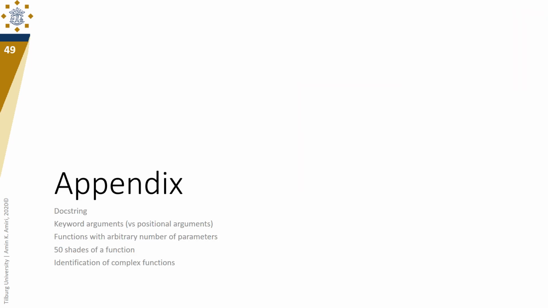The appendix section explains several interesting things about functions such as docstrings, keyword arguments, and functions with an arbitrary number of parameters like the print function. It also provides two more examples for what we already learned. I provide 50 shades of a function here in the appendix, and also identification of complex functions.